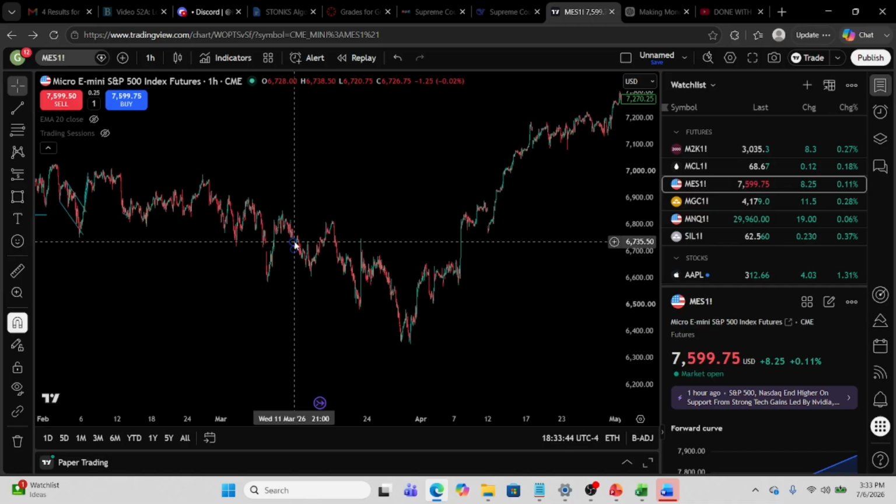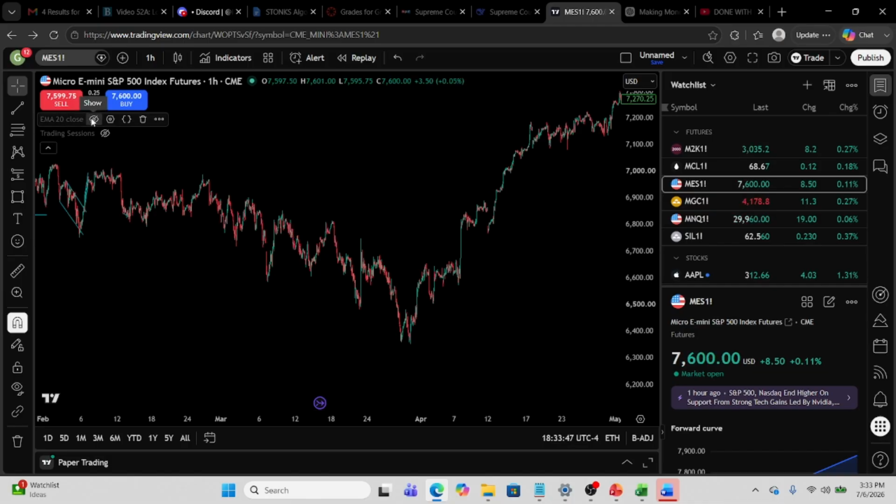I could even pull up an EMA here, for example. I do use an EMA, and don't get me wrong, there's some things that I use that are subjective, but I don't ever trade off of these indicators or these levels as a reason to just take a trade. It's all about context at the end of the day. So I can put this EMA here. This is just a 20 period EMA.